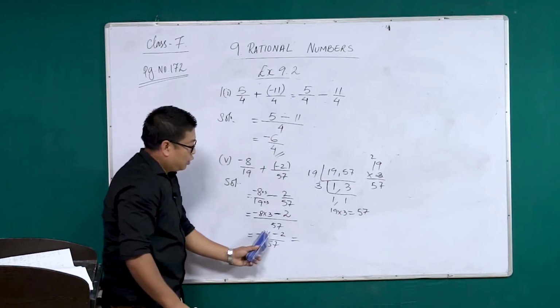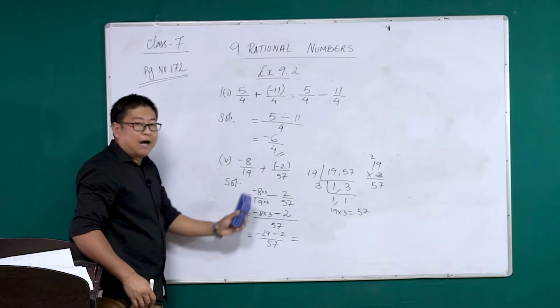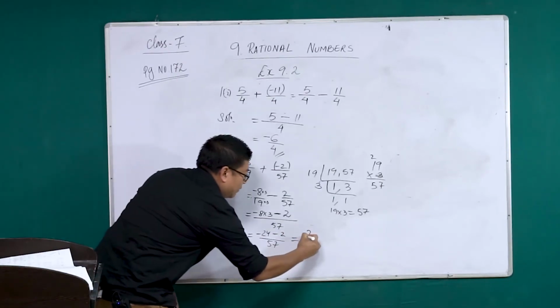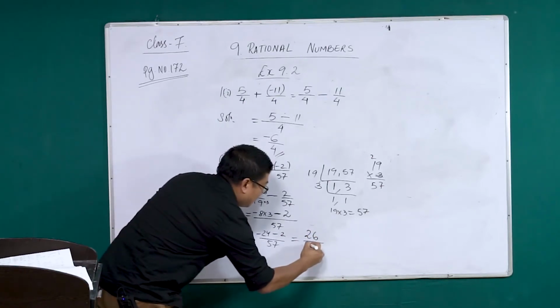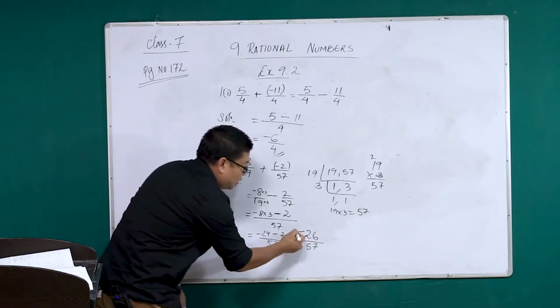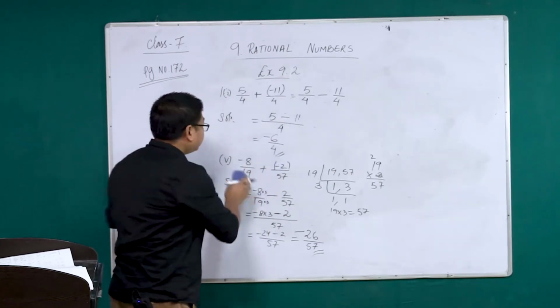So in the end, minus 24, minus 2. Both are minus. When two minuses come together, you have to add them. 24 plus 2 is 26 by 57. But both of them are minus, so minus. So this is how you will do your addition.